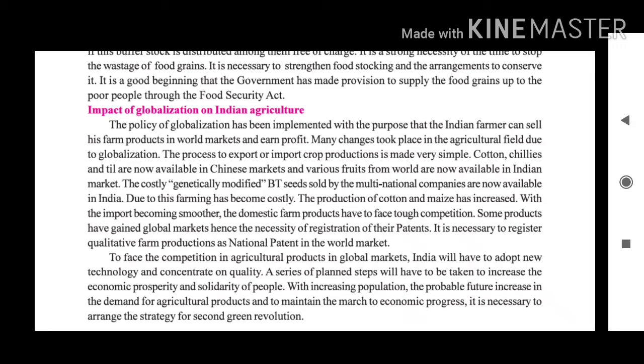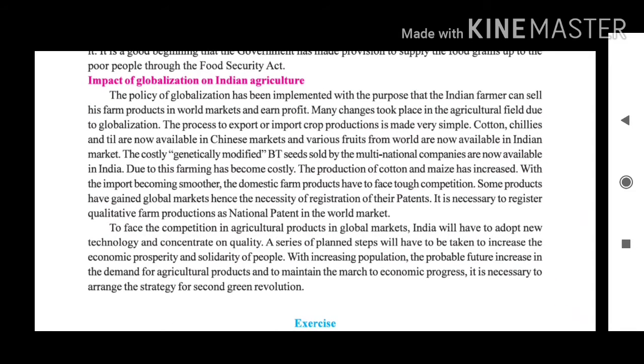The costly genetically modified BT seeds sold by the multinational companies are now available in India. जो BT seeds है, costly seeds है, जो हमें शायद बाहर से लानी पड़ती थी, which is now also available in India. Due to this, farming has become costly. The production of cotton and maize has increased. With the import becoming smoother, the domestic farm products have to face tough competition. So कहीं ना कहीं उसका एडवर्स इफेक्ट भी है.